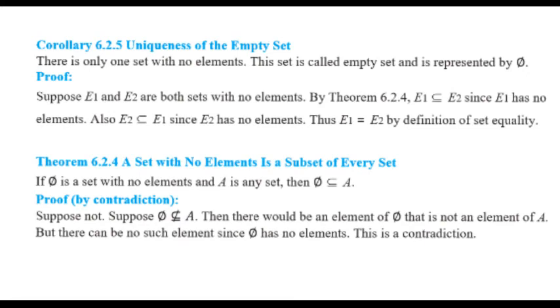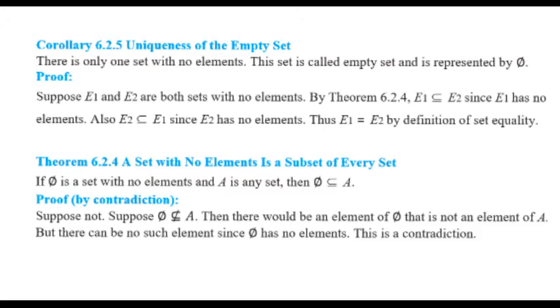Alright, so here we prove two different theorems. First, we prove the uniqueness of the empty set, and then we prove a set with no elements is a subset of every set. So this is a theorem which basically says the empty set is a subset of every other set. And it's even a subset of itself. So we can say the empty set is a subset of every set without any exception.